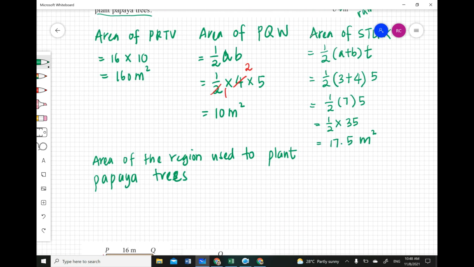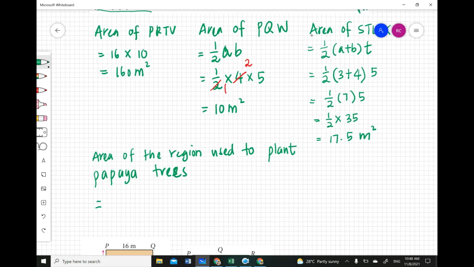Okay, I move it up. It is equal to the area of the rectangle, which is 160, minus the triangle, which is 10, and minus the trapezium, 17.5. So 160 minus 10, the remaining is 150. 150 minus 17.5, you will get 132.5 meters squared. Okay, so we have done the problem solving.